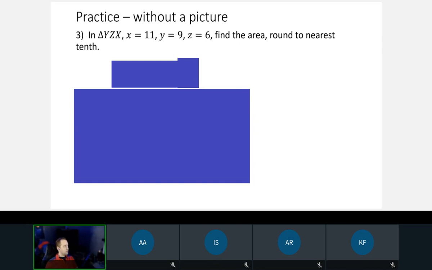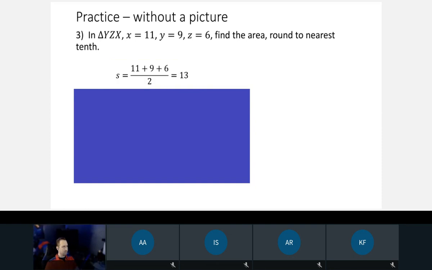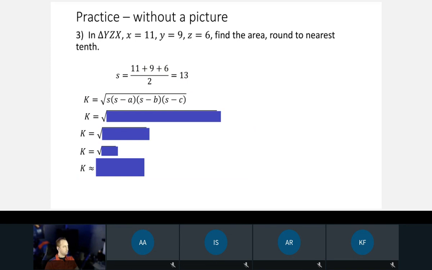All right. What did all of you get for your S variable? 13? Yep, me too. All right, these should be pretty quick. These shouldn't really take you longer than probably 3 or 4 minutes to do. All right, what is everyone's final answer? What's your K value? Just 27? Really? I didn't get 27.